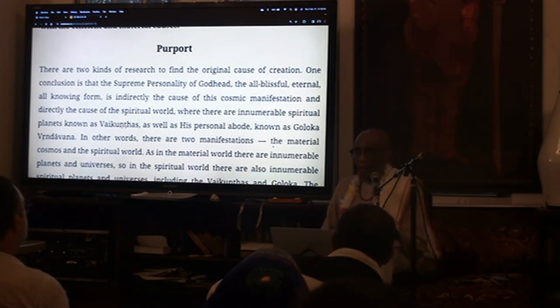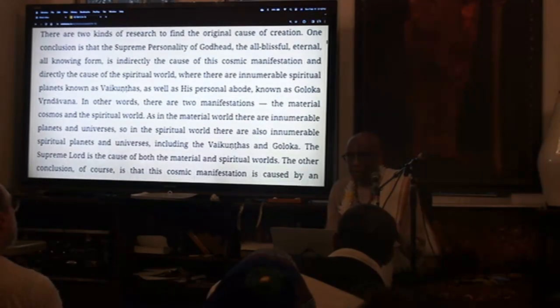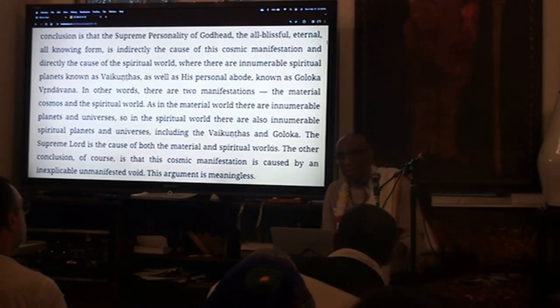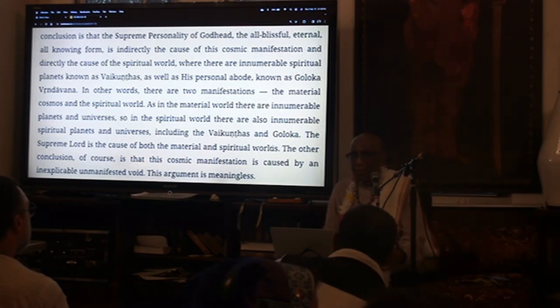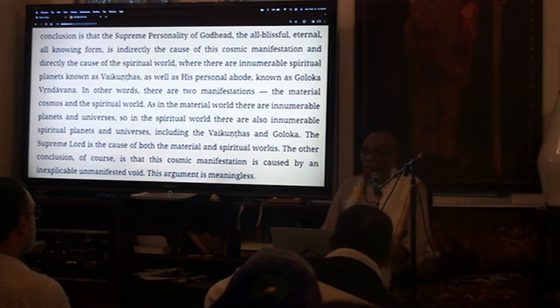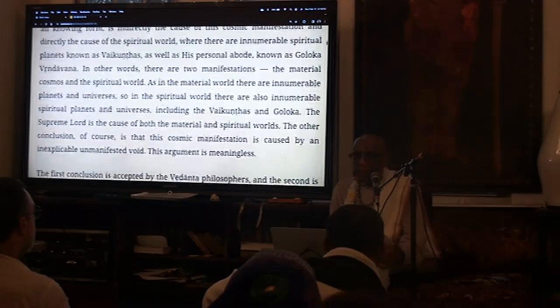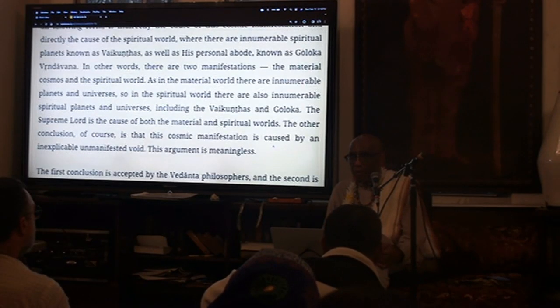In other words, there are two manifestations, the material cosmos and the spiritual world. In the material world, there are innumerable planets and universes. So in the spiritual world, there are also innumerable spiritual planets and universes, including the Vaikunthas and Goloka. The Supreme Lord is the cause of both the material and spiritual worlds.